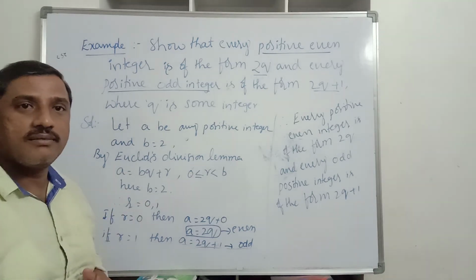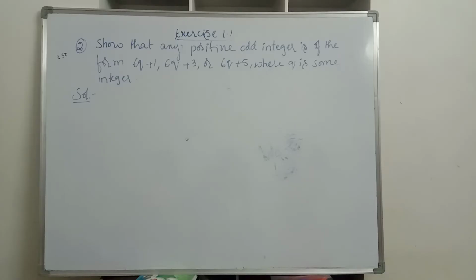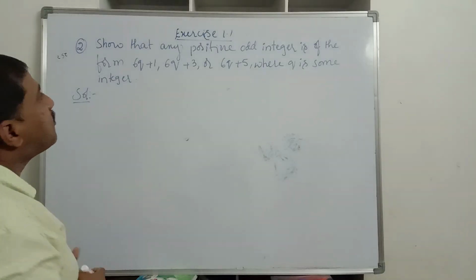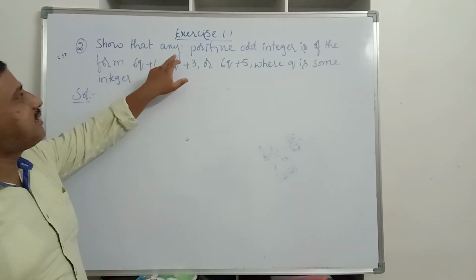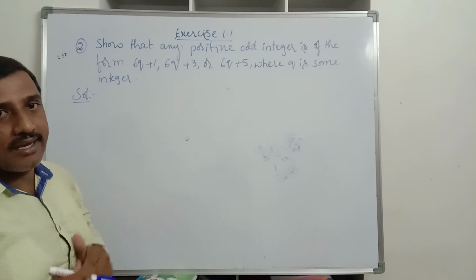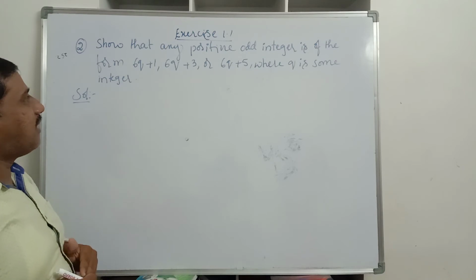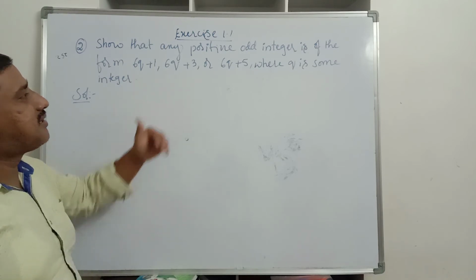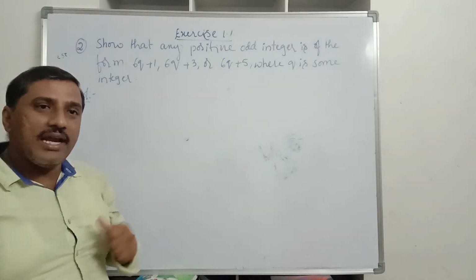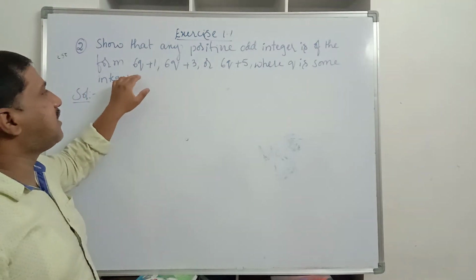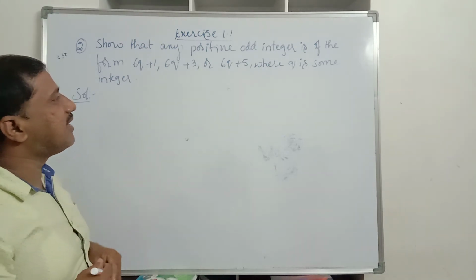Is it clear, children? Now one more similar problem from exercise 1.2, the second part. Show that any positive odd integer is of the form 6q plus 1 or 6q plus 3 or 6q plus 5, where q is some integer. We have to show any positive odd integer is in the form of 6q plus 1, 6q plus 3 or 6q plus 5.